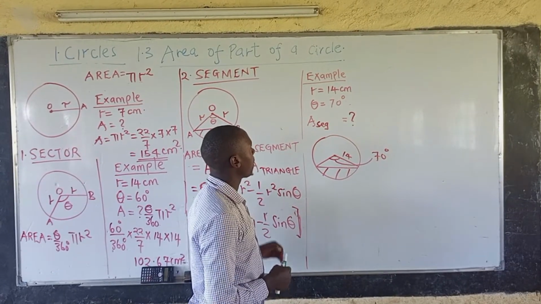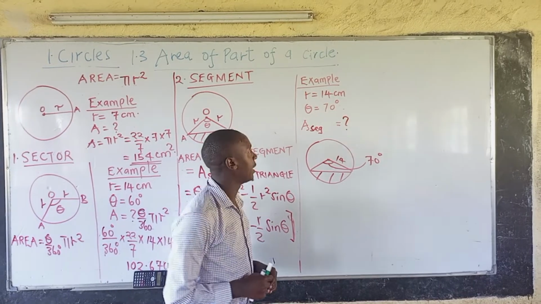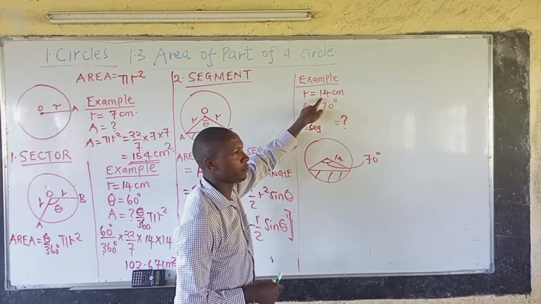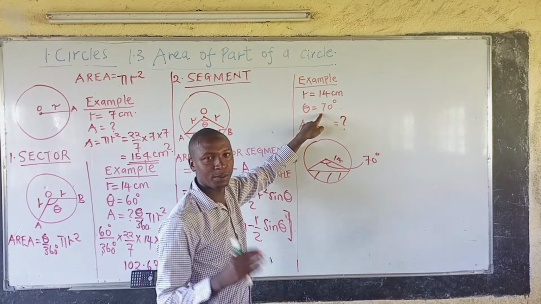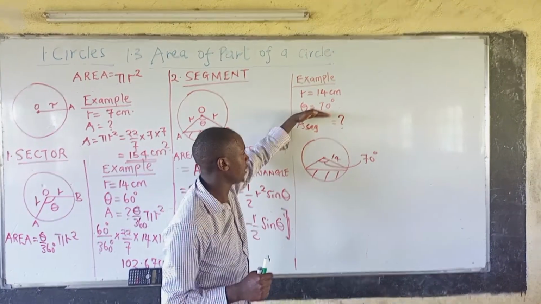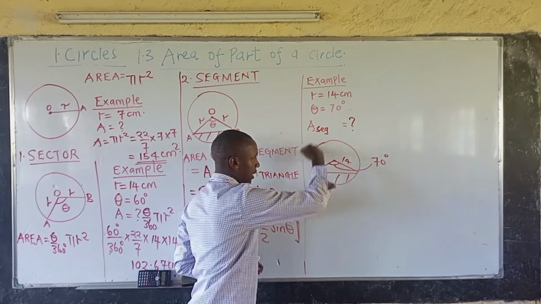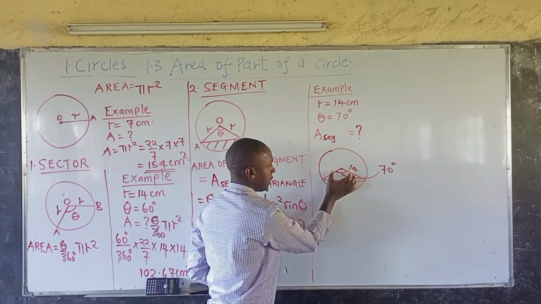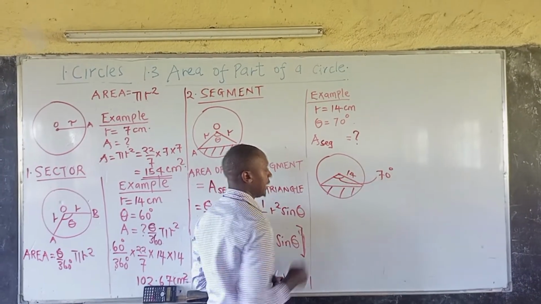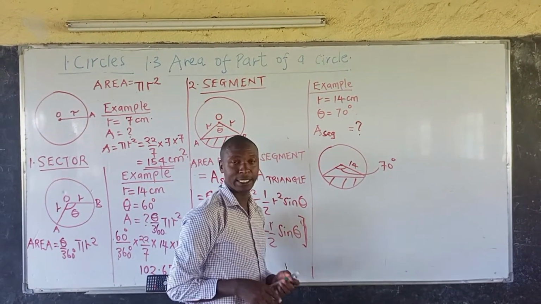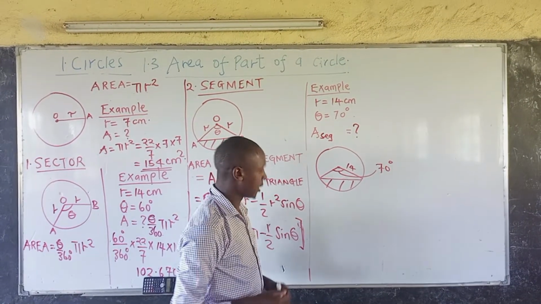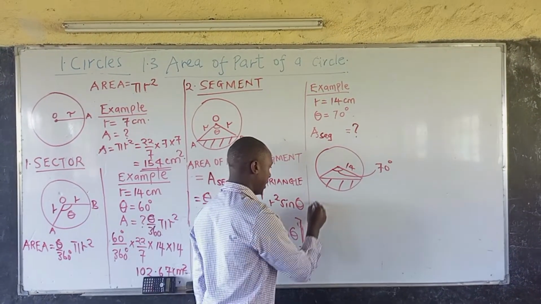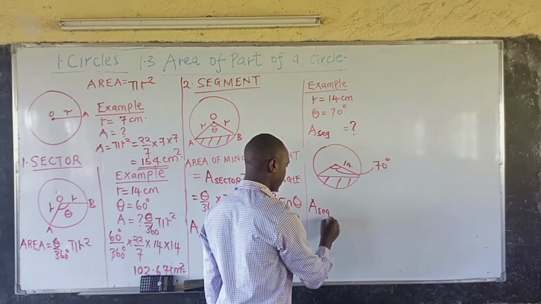As an example, we are supposed to calculate the area of a segment whose radius is 14 centimeters and the angle subtended at the circumference is 70 degrees. And of course, you can see the circle drawn here. We have 70 degrees as theta, 14 is the radius, and we are supposed to calculate the area of our segment.